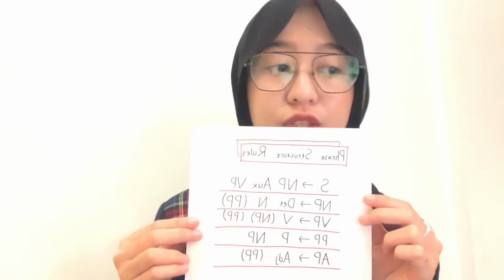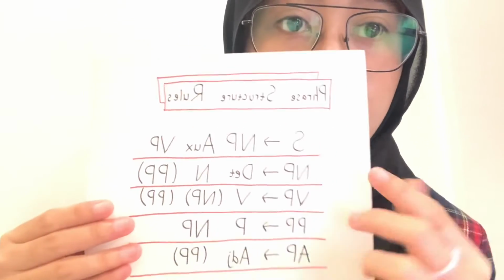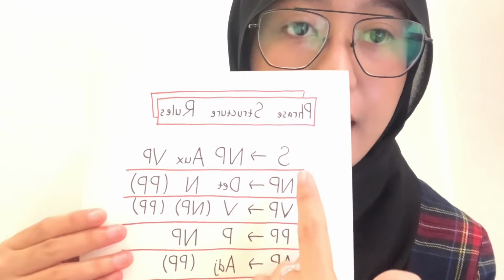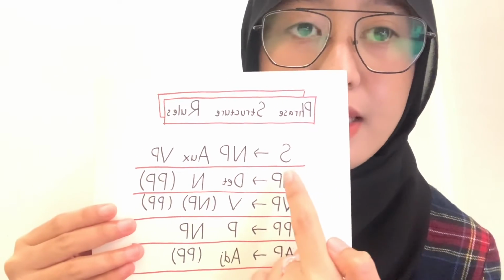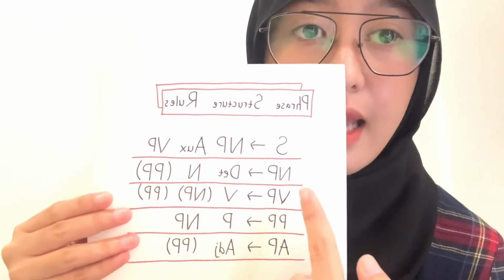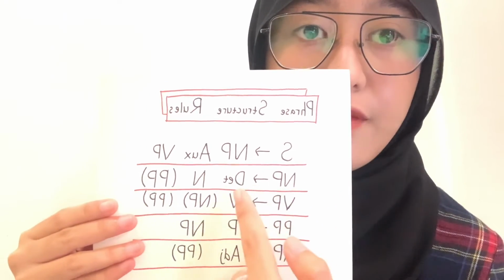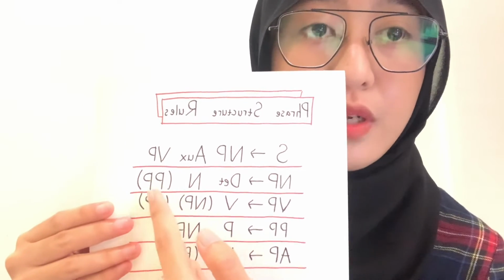So here are the phrase structure rules that define some of the phrase structure trees of English. The first one: a sentence may consist of a noun phrase, auxiliary, and verb phrase. And a noun phrase may consist of a determiner and noun and an optional prepositional phrase.